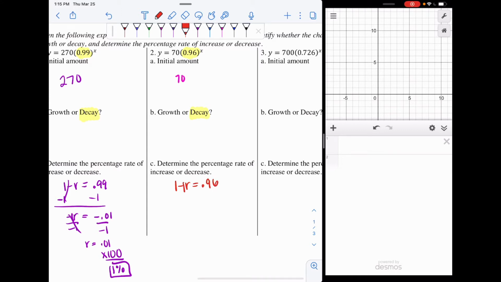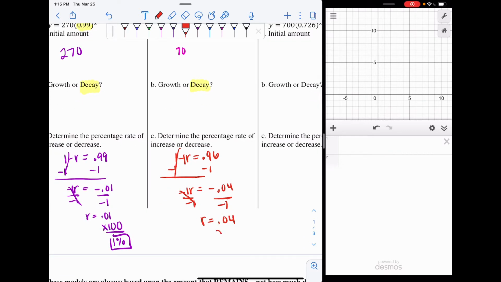Remember, this is really 1 minus 1r. So I'm going to take away 1 from both sides of my equation. So I get negative 1r equals negative 0.04. Now I divide by negative 1, and I get r equals 0.04. Here's the issue. I want the percentage, so I have to multiply by 100. When I multiply by 100, I get 4%.